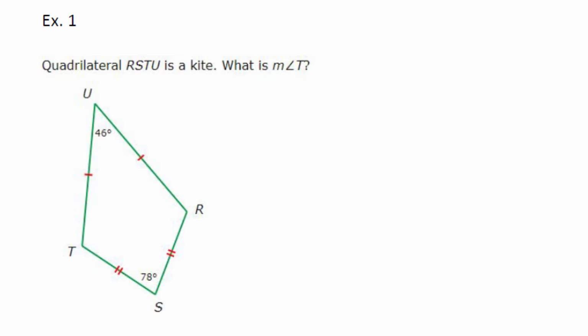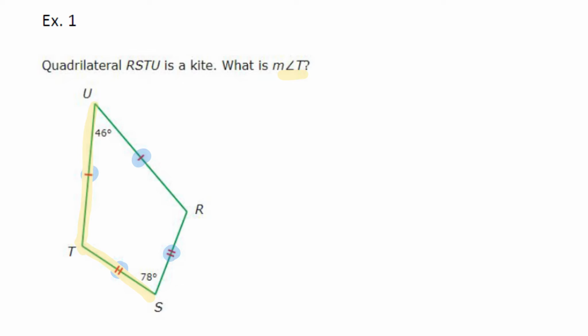All right, so first example we have here, we see that we have a kite. The reason why we have a kite, one, they tell us it's a kite, but two, they don't need to tell us this because they have marked these as congruent adjacent sides and then a second set of congruent adjacent sides. And the thing they're asking us for here is the measure of angle T. Now we can call this angle T because T is only the vertex of one angle. So we're looking for this angle measurement over here on T. So let's talk about what's important about T.